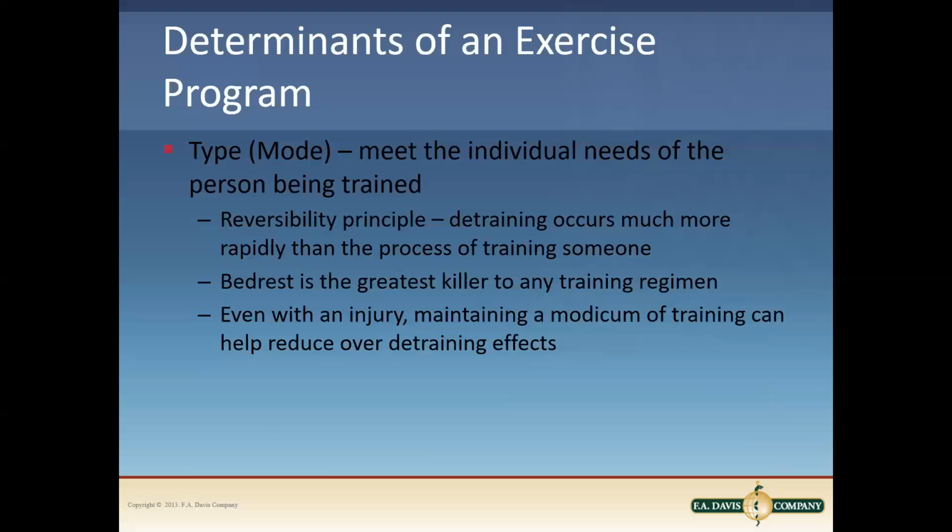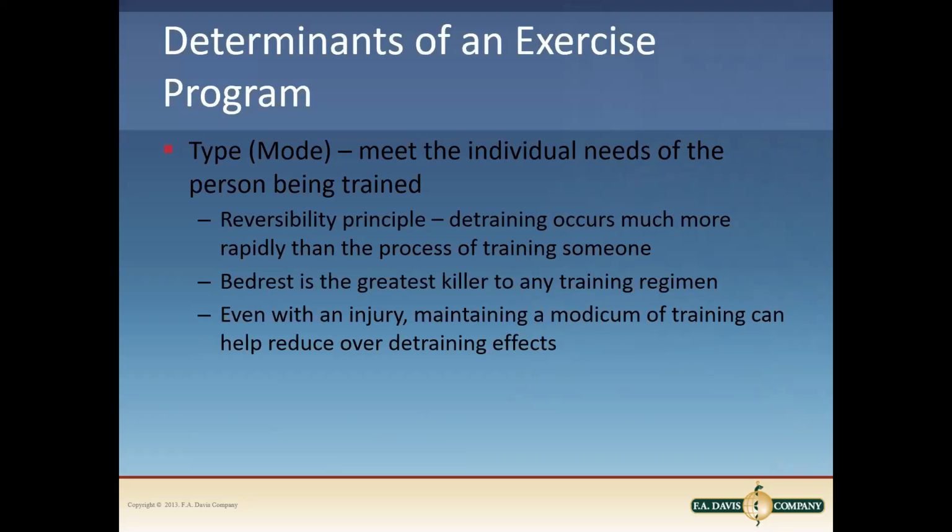This is a key thing here, the reversibility principle. This is where our bodies kind of bites us in the butt. Detraining occurs much more rapidly than the process of training somebody, right? A lot of times you'll hear, and it's not one of those hard science facts, but it's pretty close, that 1 day of rest undoes 7 days of training. Think about that for a second. 1 day of rest detrains you by 7 days.